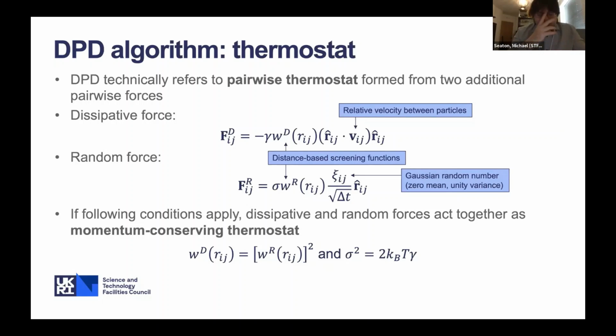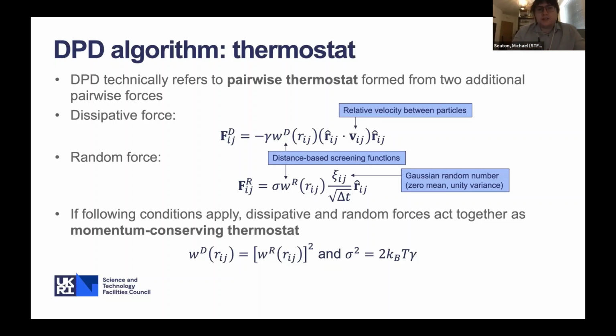But the point is that these two forces will work together as a momentum conserving thermostat, but the conditions for them to do so, and also to not affect any kind of equilibrium structure of our particles that happen to form.